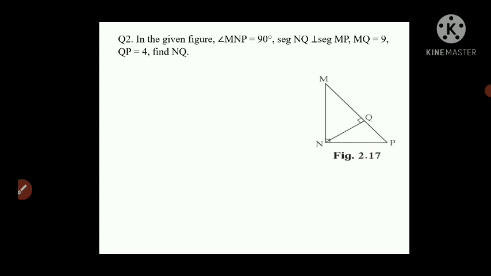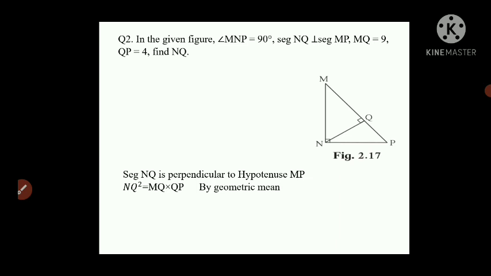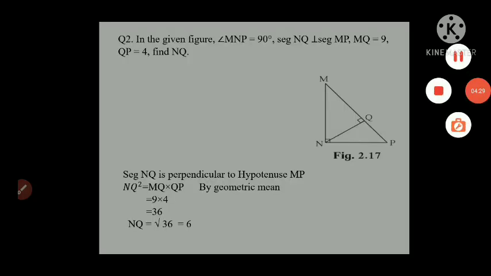So here the segment NQ is perpendicular to hypotenuse MP. So we will use the property of geometric mean, and dimensions are given. MQ is given 9 and QP is given 4. You have to find NQ. So we'll write the given part, that is, segment NQ is perpendicular to hypotenuse MP. So by property of geometric mean, NQ square will be MQ multiplied by QP. MQ is 9 and QP is 4. 9 fours are 36. So NQ square will be 36. So by taking square root, NQ will be 6 units.